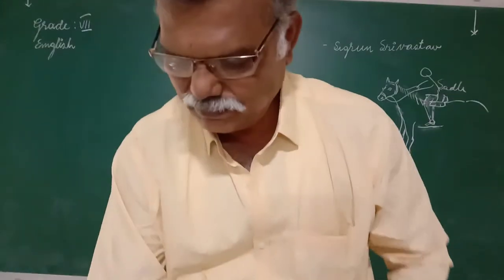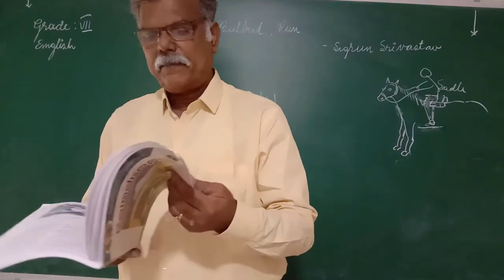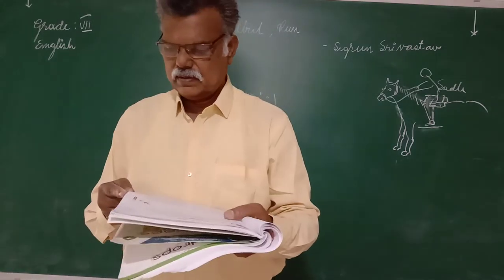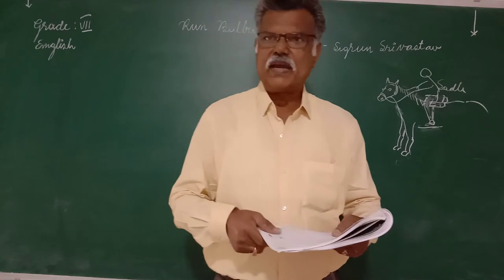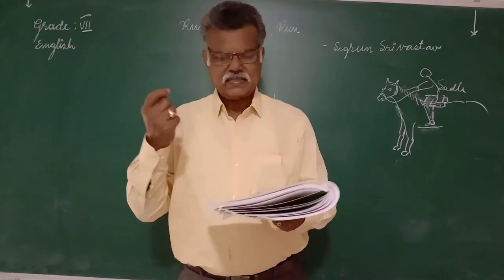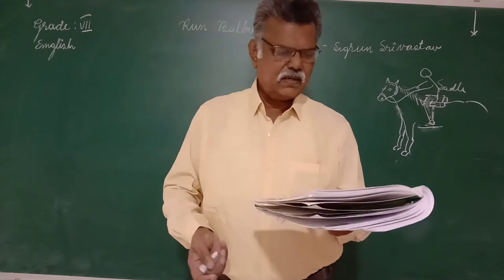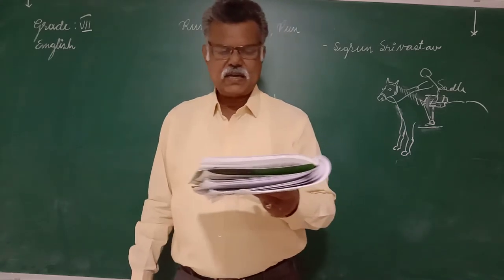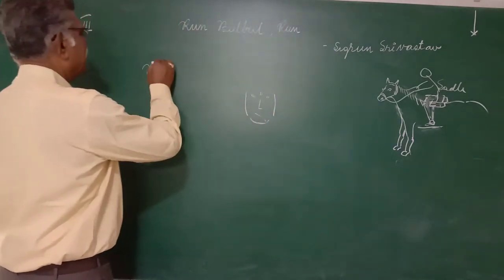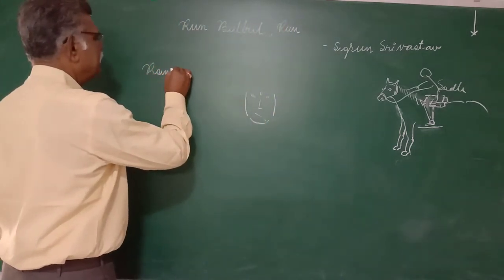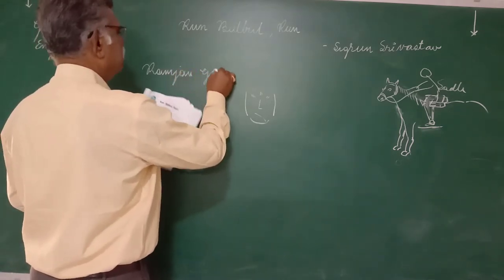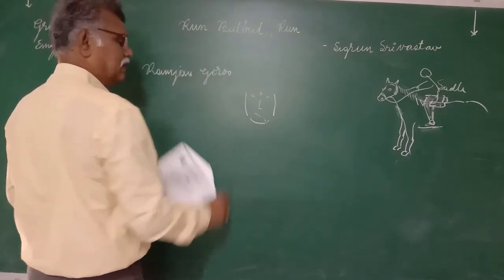Page number 81. Page number 81, so that we can read sentence by sentence and explain it. Ramzan Goro. This is the name of the boy.